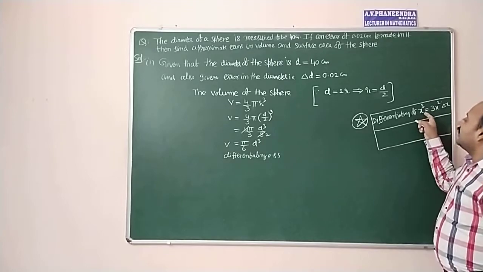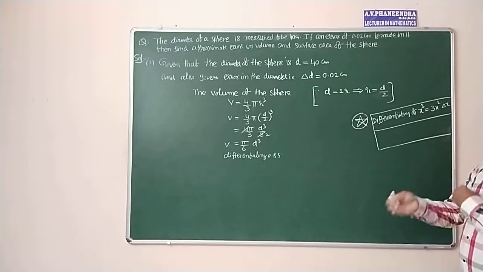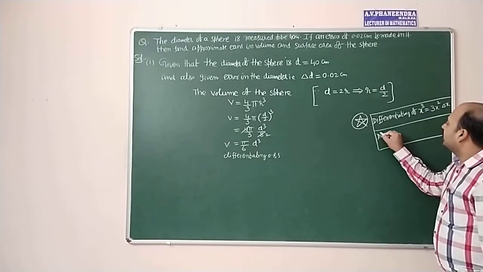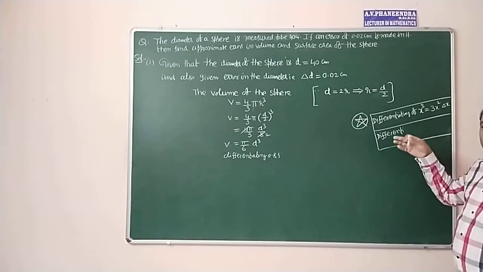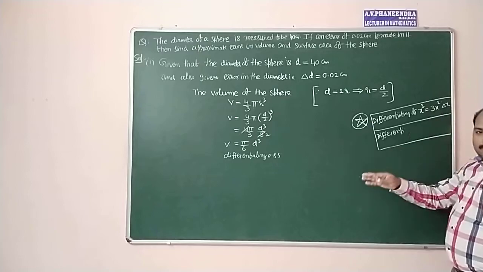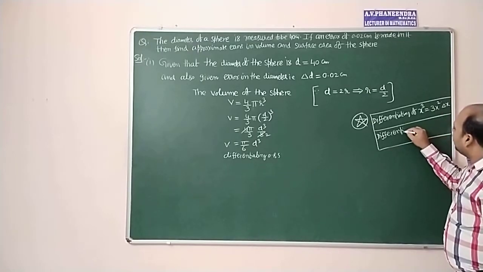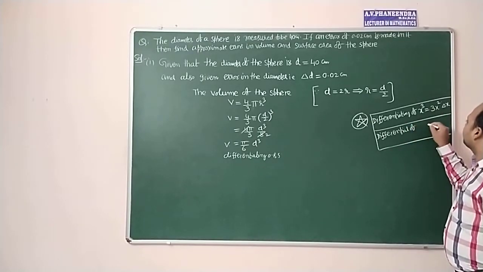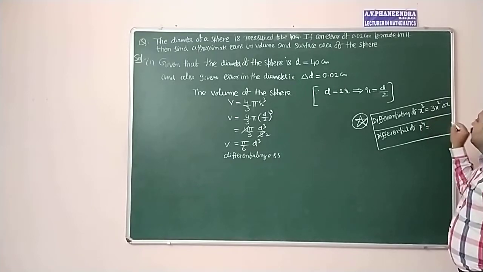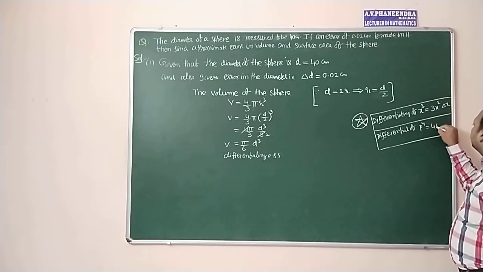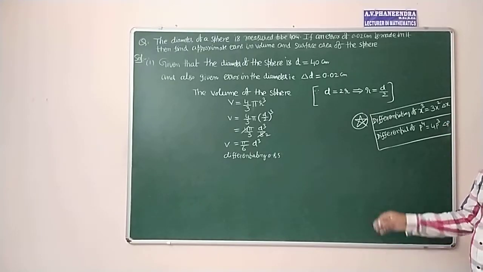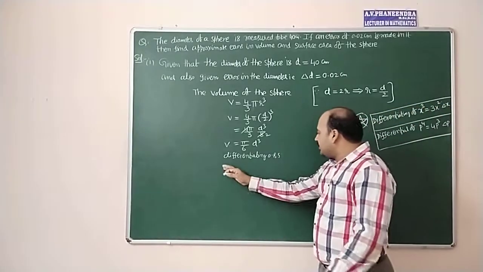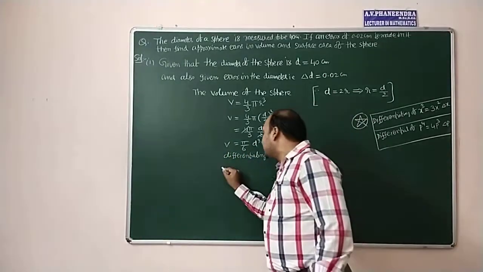Suppose in place of x cube, p power 4 is there. The differential of p power 4, p power 4 means 4p power 3. Again p derivative is delta p. This is the procedure you have to follow. So differentiating on both sides, V derivative is delta V.